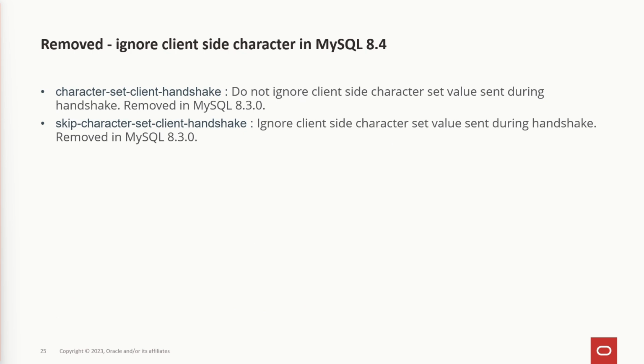The other one is we talked about the client handshake parameter, right? But in 8.4, we removed character-set-client-handshake and skip-character-set-client-handshake. So that means you cannot use this kind of workaround in 8.4. So yeah, in 8.0 you can use this one and roll back, but you cannot use this one in MySQL 8.4. So you have to keep that in mind.